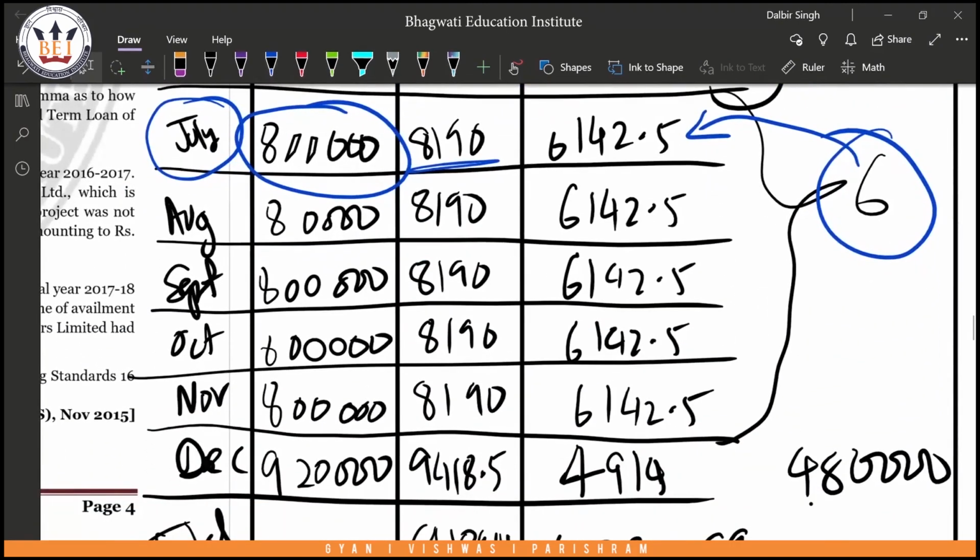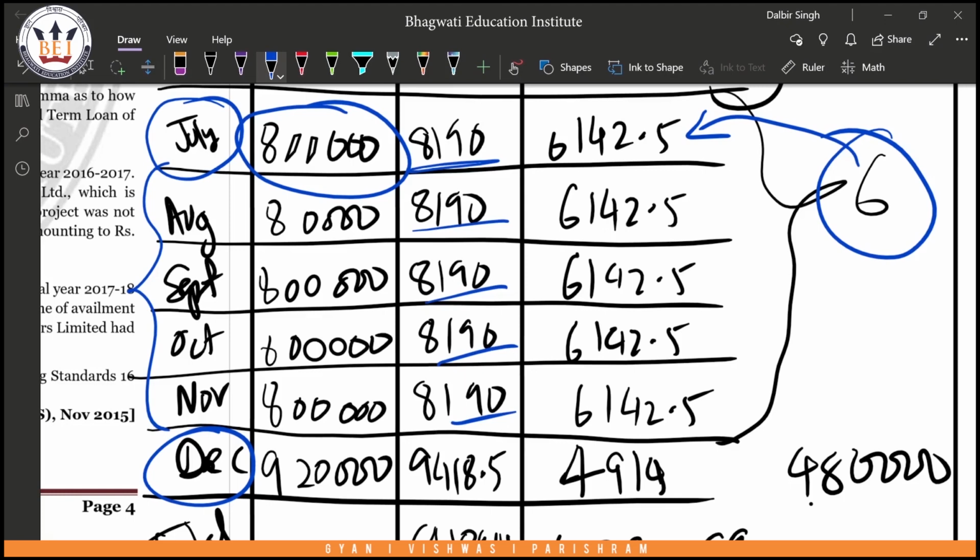6,142.5. So again, when is the next expenditure? Next expenditure is December, which means the same computation. You will keep adding 8,190 for the months of August, September, October, November, because the expenditure is the same. So to the extent of how much ever is expensed, you're going to capitalize the borrowing cost. Yes, in the month of December, you again expended 1.2 lakhs, making it 9.2 lakhs in total.